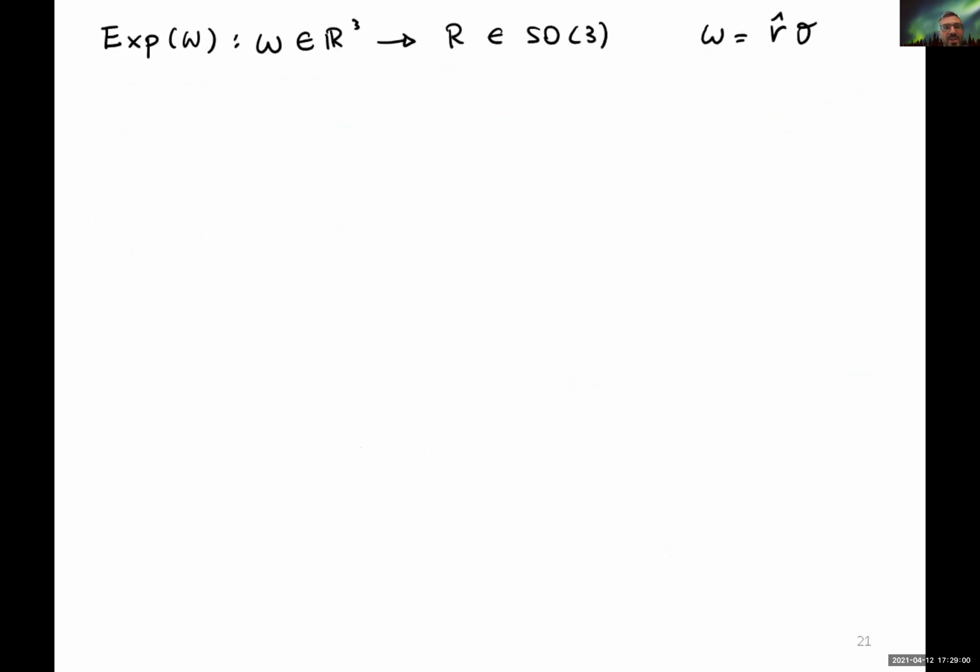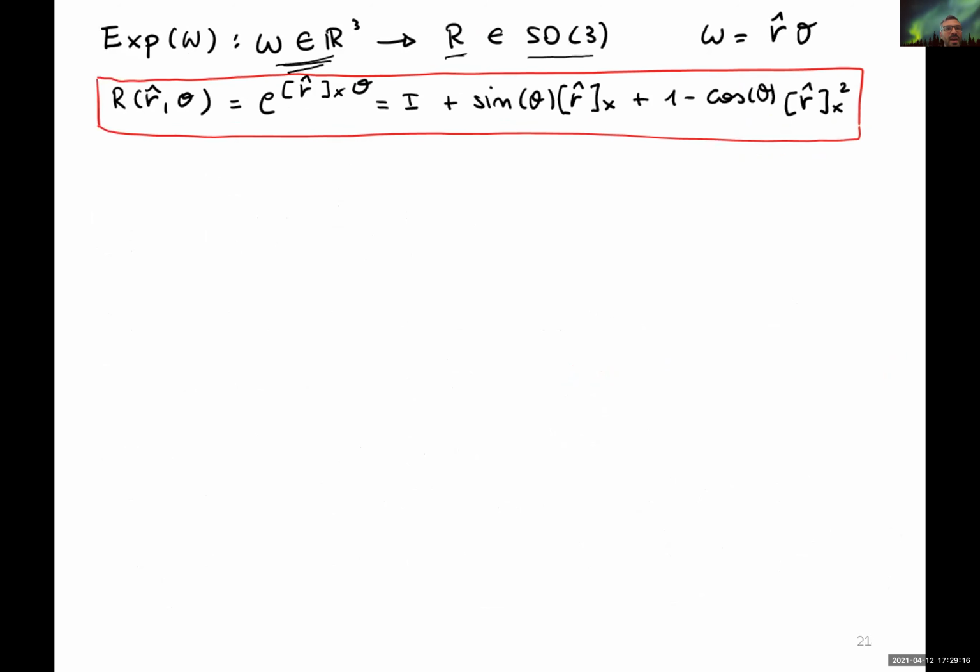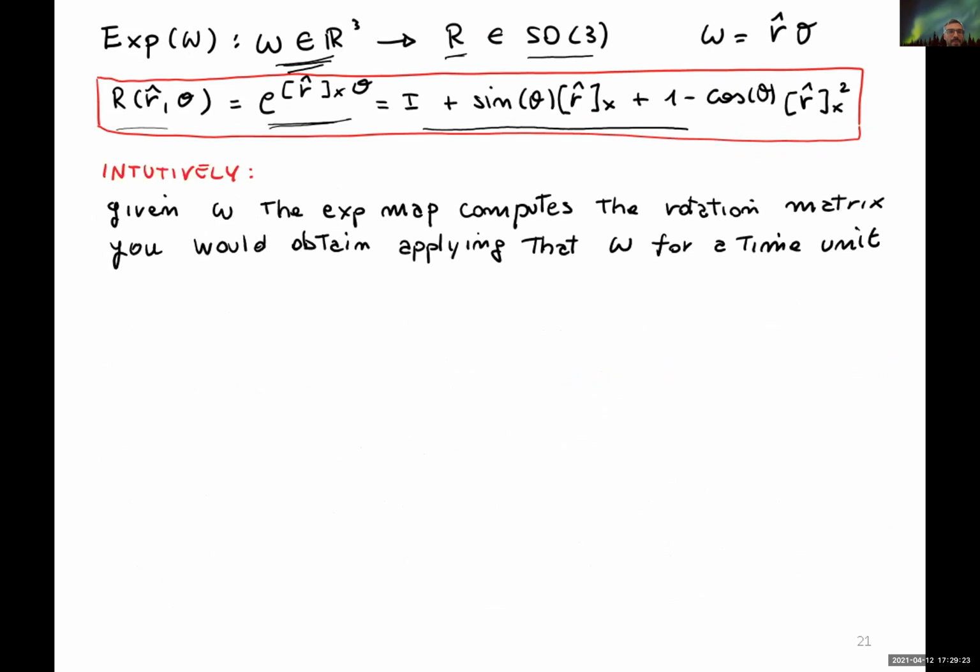So to summarize, the exponential map is mapping a vector, an Euclidean vector, representing an angular velocity, that is the axis times this theta angle, into a rotation matrix that belongs to the group SO3 as this expression. Both this and this are equivalent. They provide you a rotation matrix that satisfies the orthonormality properties. And the idea is that given omega, the exponential map computes the rotation matrix that you will obtain applying that omega for a time unit, so for 1.